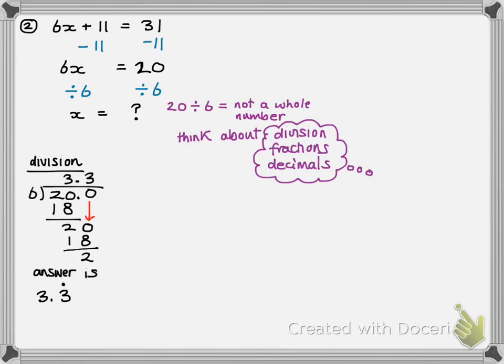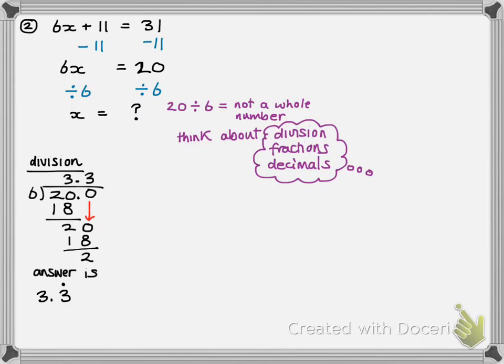Bring down the 0. If we remember anything about division, we'll know that this gives us a recurring decimal. So we could write the answer as 3.3 recurring, or 3.3 with a dot on top. If that all went a bit quick, that's fine. You can rewind and play the division bit again.